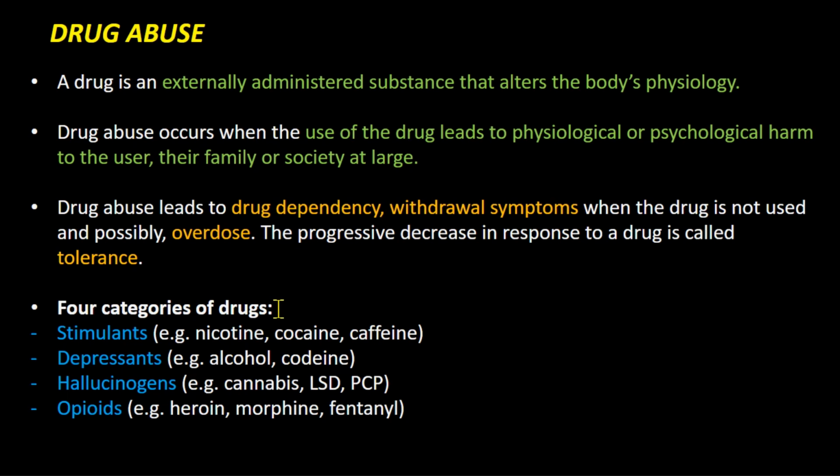So there are 4 categories of drugs. Stimulants, which include nicotine, cocaine, and caffeine. These basically stimulate the nervous system. Depressants, examples would be alcohol and codeine. This basically delays activity in the nervous system. Hallucinogens, which basically amplify emotions and cause hallucinations. This includes cannabis, LSD, and PCP. And we have opioids, which act as analgesics or painkillers. This would be like heroin, morphine, and fentanyl.